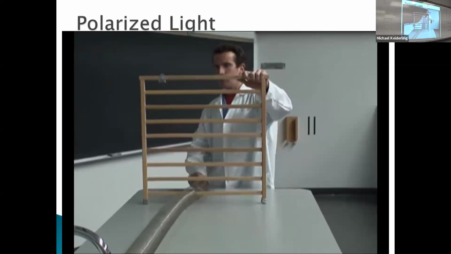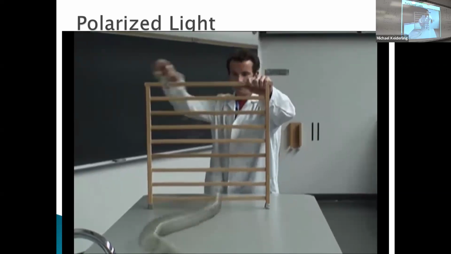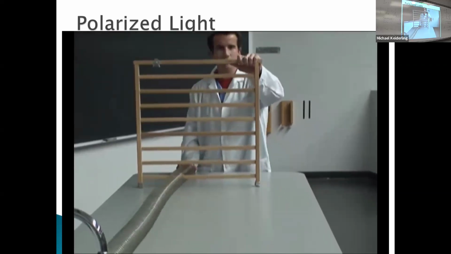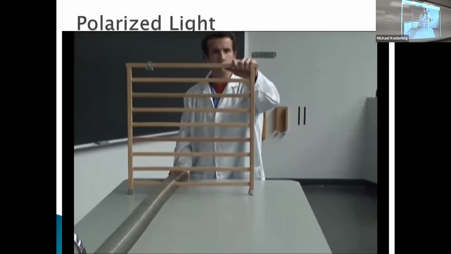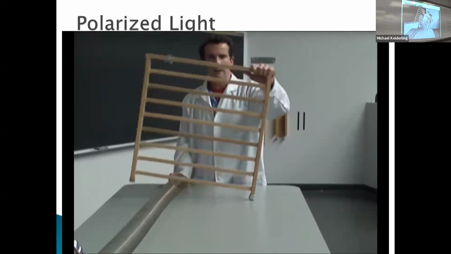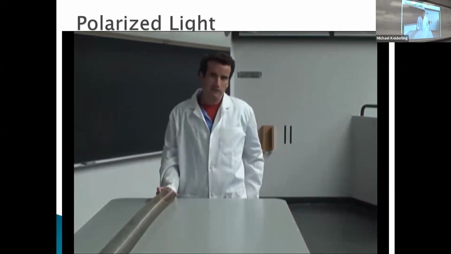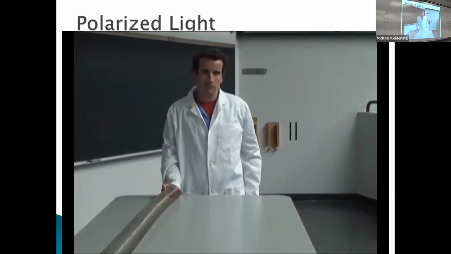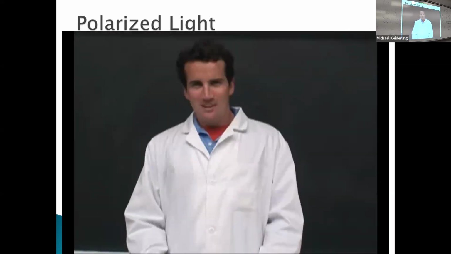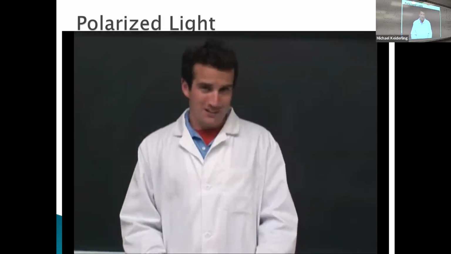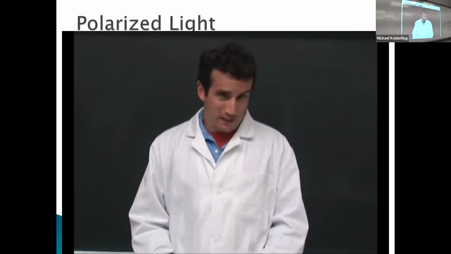No matter what crazy wave I send, only the left and right components get through. It's been polarized. Now that only works on transverse waves. If it works on light, then light is a transverse wave. Because light can be polarized, we know it's a transverse wave.